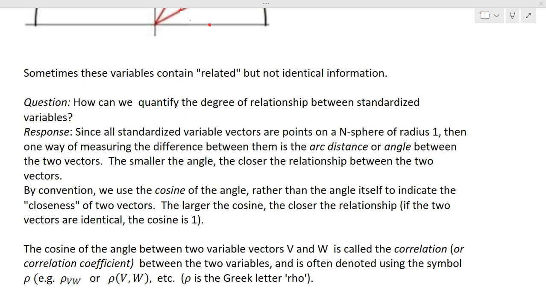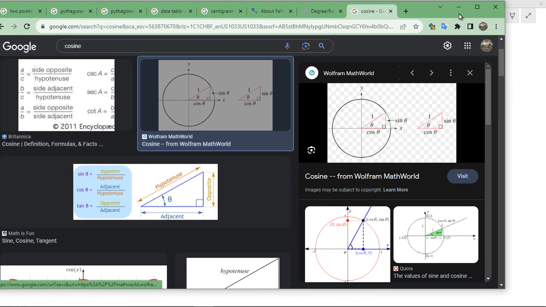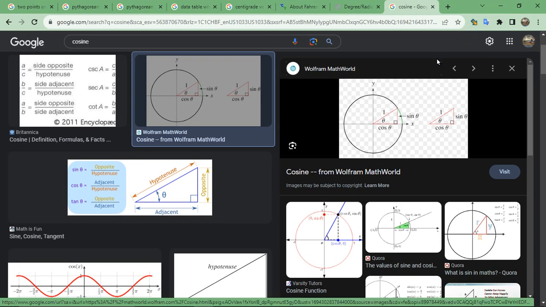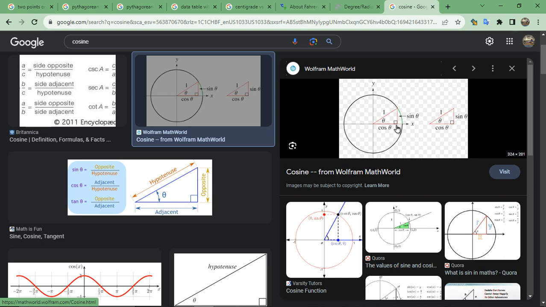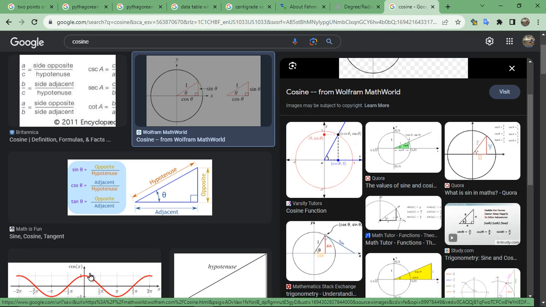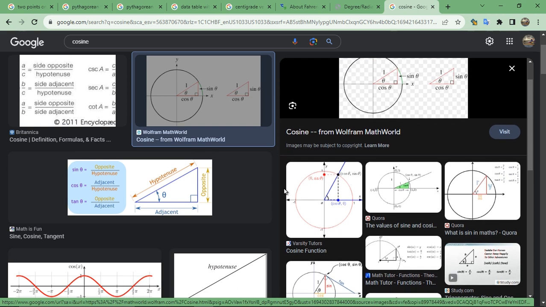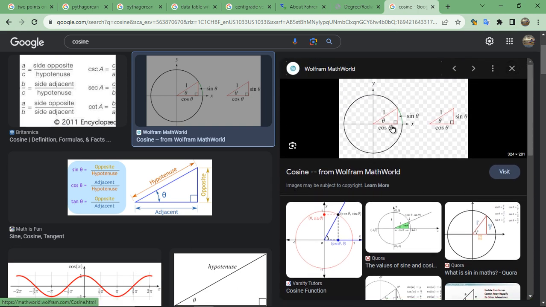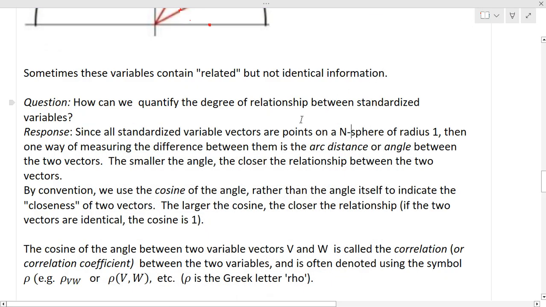When I did a Google search for cosine and looked for images, this is what comes up. You can see that for the point on a unit circle, the x-coordinate is the cosine, the y-coordinate is the sine, and cosine is a function of the angle. If I was going to graph cosine as a function of angle, it would be this wavy curve here. But what's important for us at this point is more this picture, where the cosine of an angle is equal to the x-coordinate. Right? So let's go back to our problem.